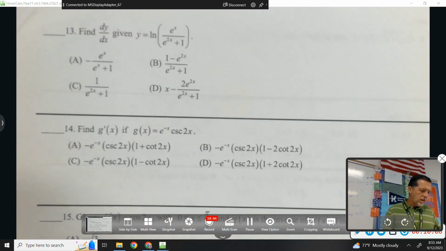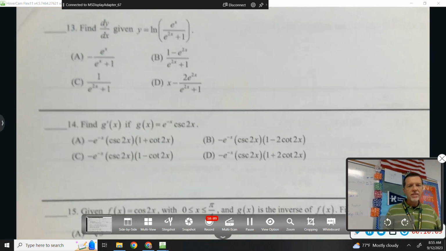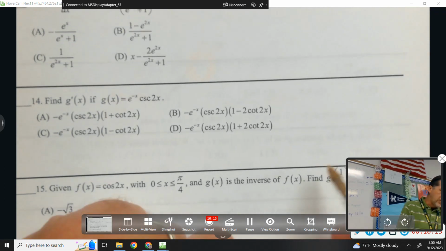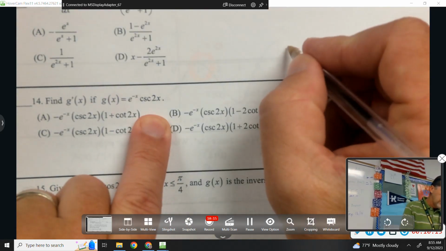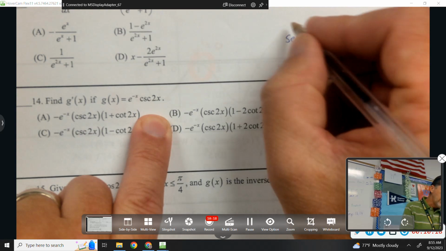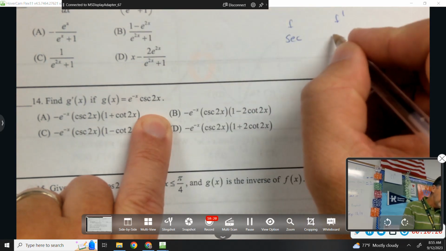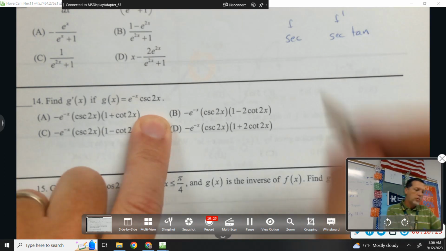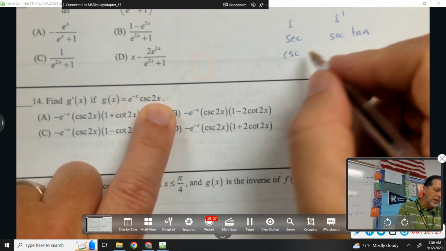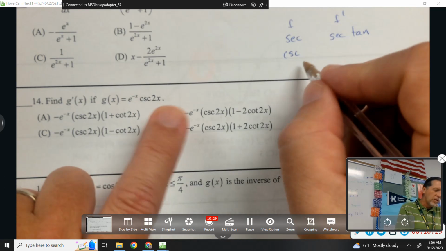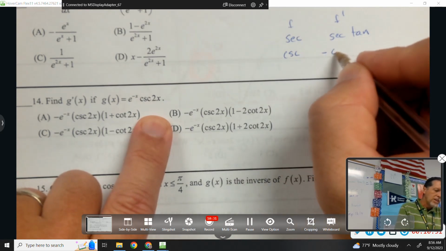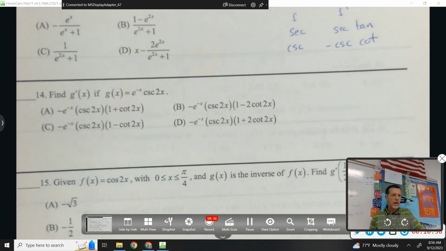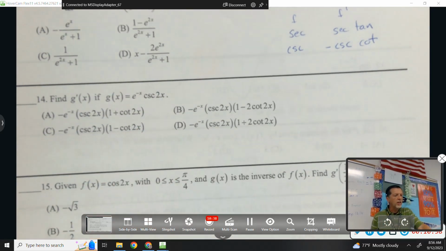14. Cosecant. Ugh. Alright, out to the side before I even get into this problem. The derivative of secant is secant tangent, which means, again, I don't have cosecant memorized. I know that it's related to secant. Derivative of cosecant then would be negative cosecant cotangent. Okay, and that sort of makes sense. I see cosecants and cotangents in my answer.